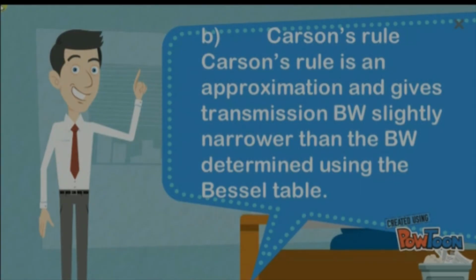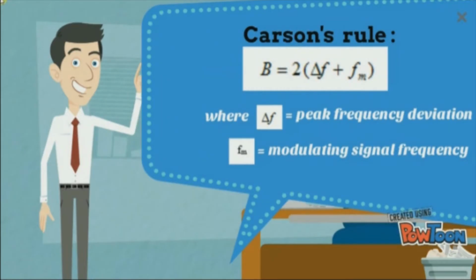The Carson's rule is an approximation and gives a transmission bandwidth slightly narrower than the bandwidth determined using the Bessel table. The Carson's rule shows that B is equal to 2 times the bracket delta F plus Fm, where delta F is the peak frequency deviation and Fm is the modulating signal frequency.